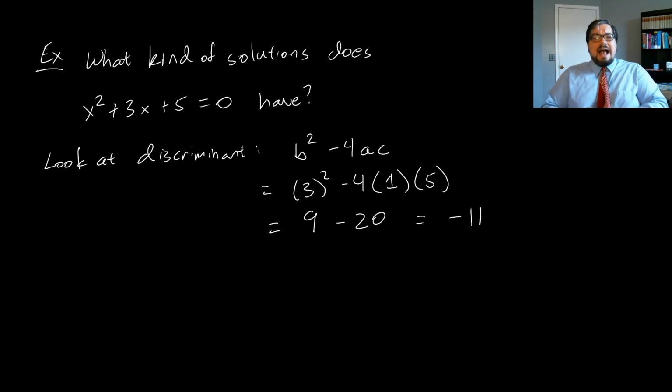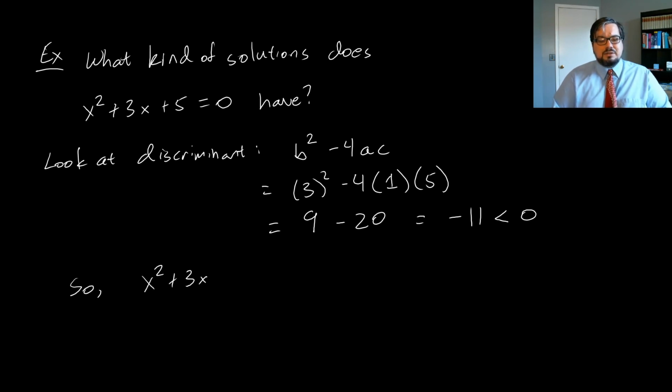Now, the actual value of the discriminant we don't care about for answering this problem. We just care about whether it's positive, negative, or 0. And negative 11 is negative. It's less than 0. So that tells us that x squared plus 3x plus 5 equals 0 has two complex solutions.